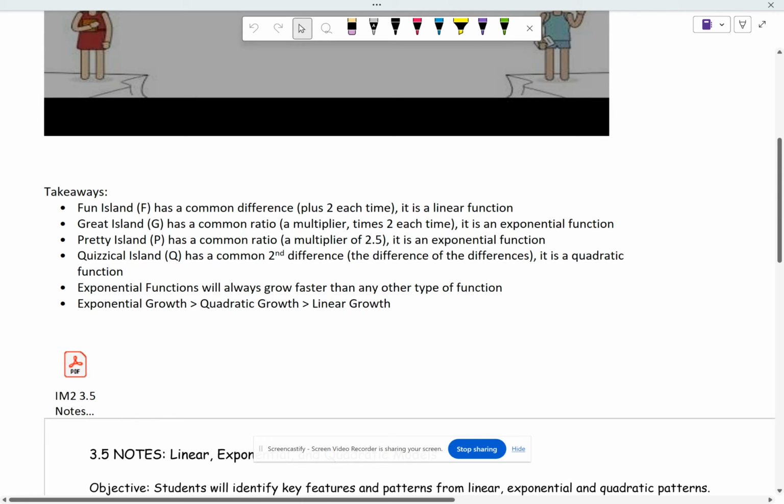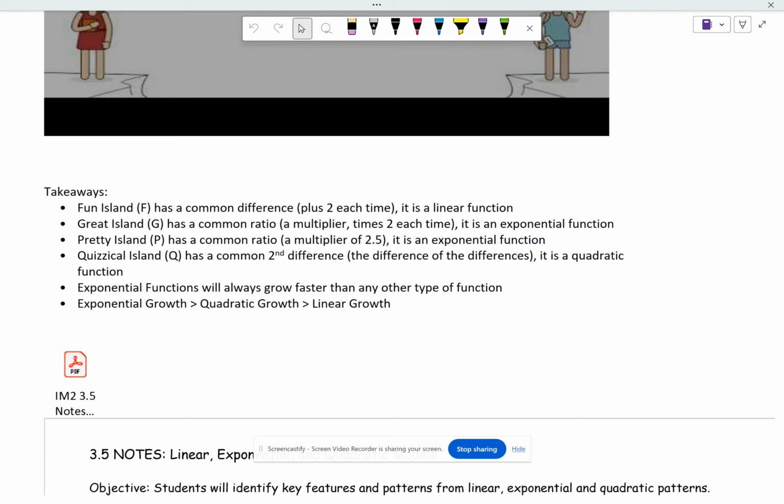And Pretty Island, which is by parabola, has a common ratio. Oh no, that one's not the parabola. Q's parabola. P is another exponential. It has just a different multiplier. And so this one gets bigger faster, which is why it's the one that gets the largest in the end.